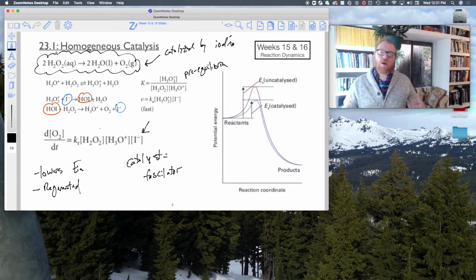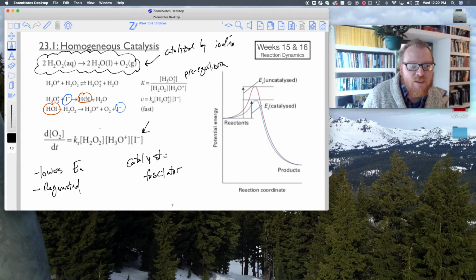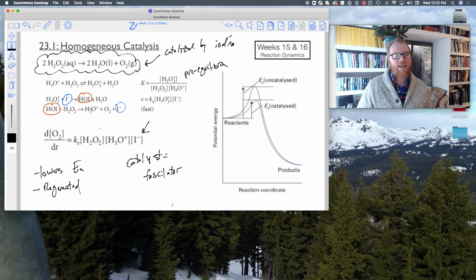Okay? So in this homogeneous catalyst, the I minus creates this rather odd HOI intermediate, which then facilitates this last reaction that creates the stable product O2. Okay? So again, it's less obvious in a homogeneous phase, but I think when we get into the next couple examples that I'm going to describe, and particularly in heterogeneous catalysis, hopefully it makes sense, this definition of being a facilitator.